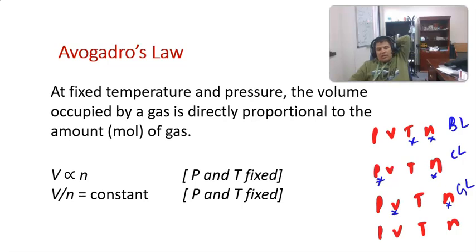Avogadro law tells that if these two are fixed, pressure and temperature are fixed, then volume is directly proportional to n. Yes, of course, if pressure and temperature are constant, and the volume increases with the number of moles, more number means more volume, right? So that's why volume is directly proportional to n, V by n equals a constant. That's the Avogadro law.